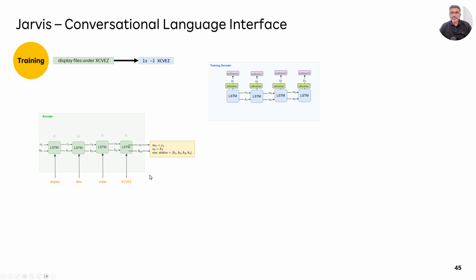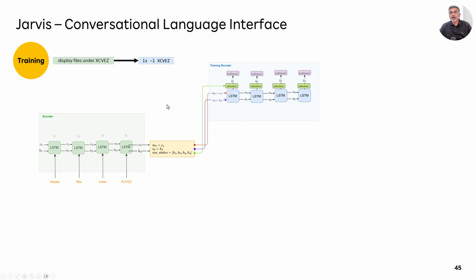Now we also need a decoder. I'm calling this the training decoder here. To the training decoder, I'm going to pass the last C state and H state from the encoder, and I also pass all the encoder states, the intermediate encoder states H1, H2, and H3.